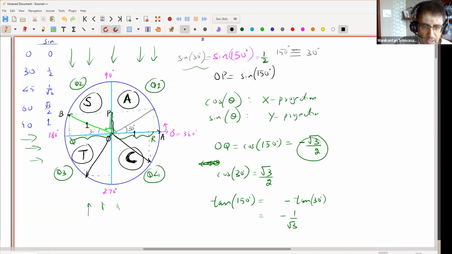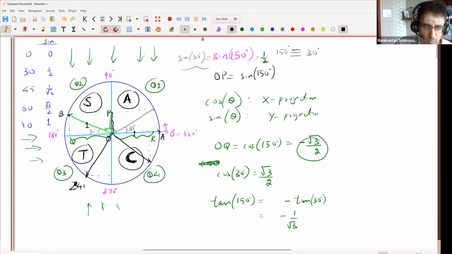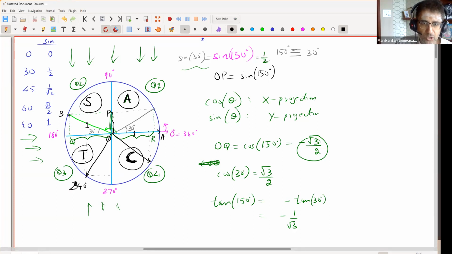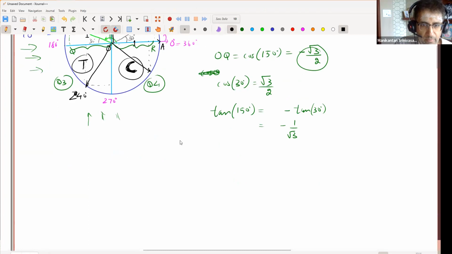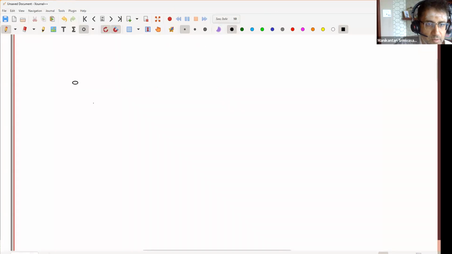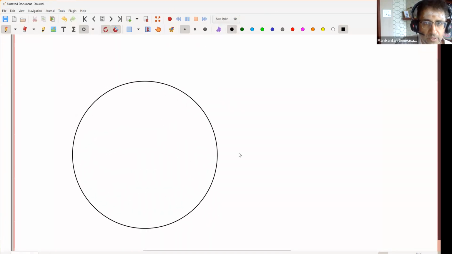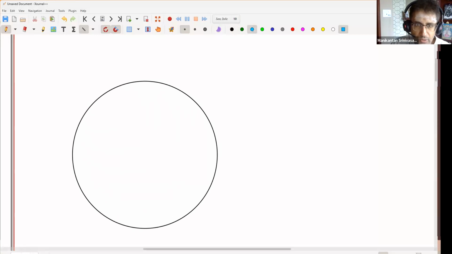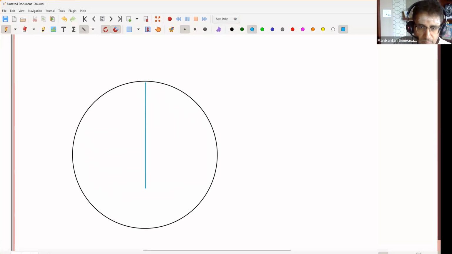Let's say this is 240 degrees. It looks like 180 degrees plus a further 60, right? So 240 degrees. I'll draw another picture so that it's clearer. I'll draw the x and y axis.